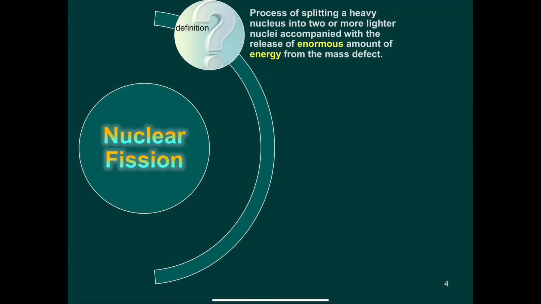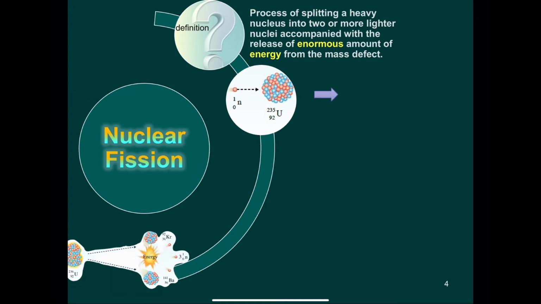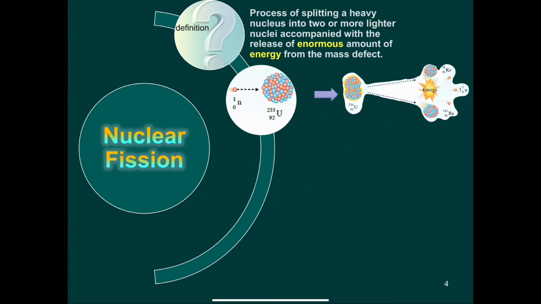So it is a process of splitting a heavy nucleus into two or more lighter nuclei, accompanied with a large amount of energy from the mass defect. Later we will talk about what is mass defect. So look at this diagram here. This shows what we have seen just now.